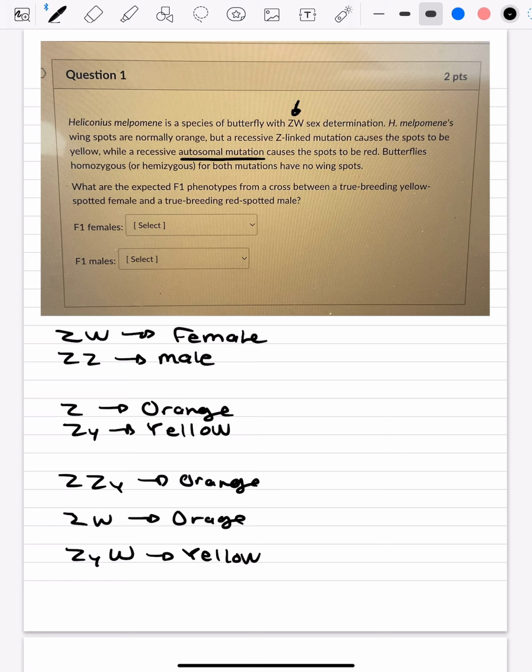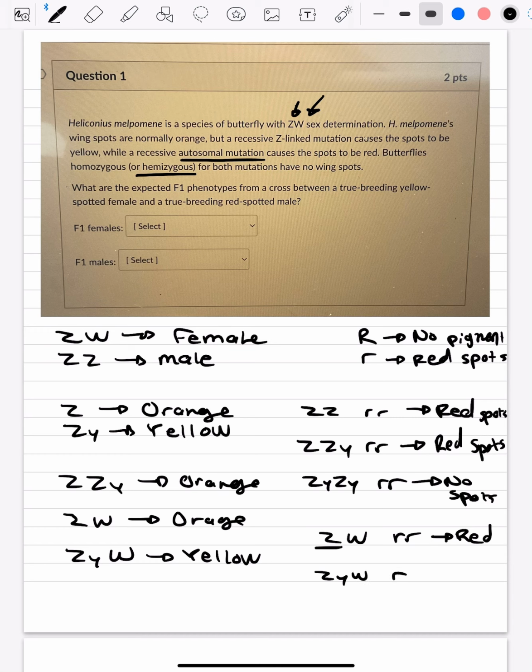For a female, if she was ZW, little r, she would produce red spots because she has a working Z gene for the orange spot color, and that's going to be affected by the little r's. Whereas if she was ZYW, little r, she's going to have no spots. She's hemizygous for this mutation. Since she only has one Z, it's going to be impacted by the r's. So now we have that down.